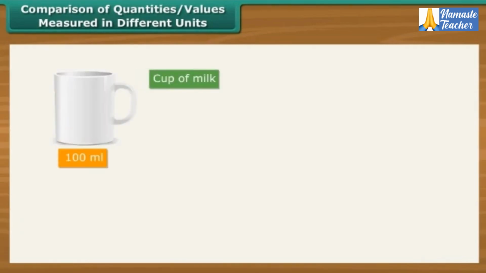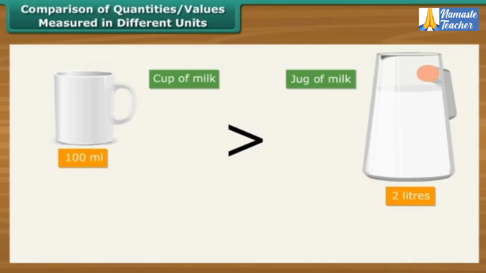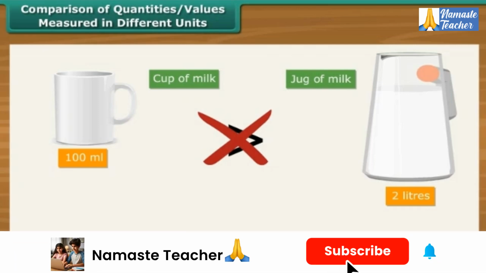Vinita has 100 milliliter of milk in a cup and 2 liters of milk in a jug. 100 is greater than 2. Can we say that the quantity of milk in the cup is greater than the quantity of milk in the jug? No. The reason is, the 2 quantities are measured in 2 different units and hence cannot be compared. What should we do to make them comparable? We should express them both in the same units.